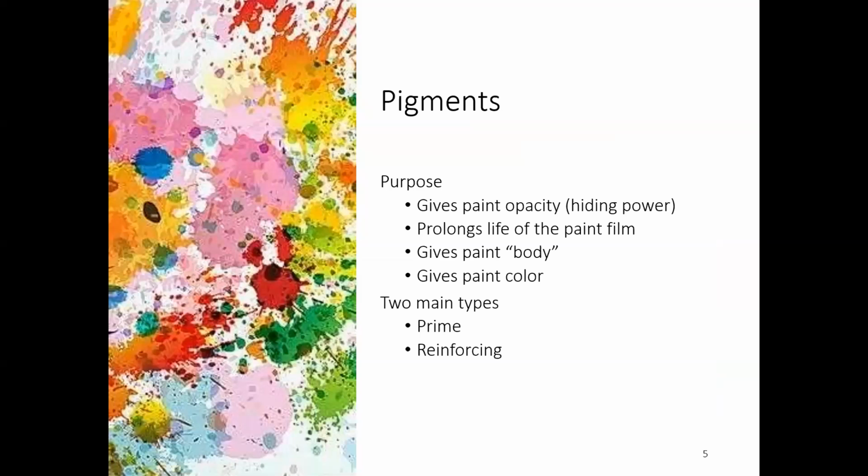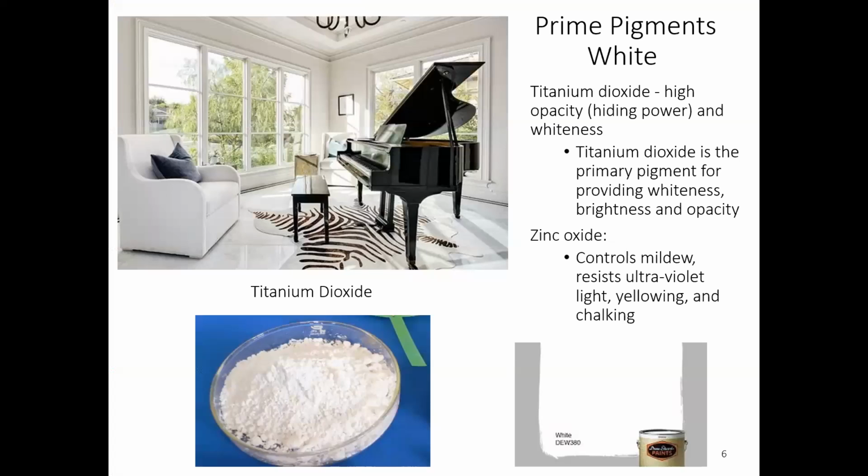Pigments, of course, as designers, we love pigments because that's what gives us color. And to us, that's the most important part about painting, right? Making a change, freshening it up. But obviously they're very important for other reasons. We need to hide whatever surface we're painting, so we need that opacity. It gives us body to the paint film. And there are two types of pigments, prime and reinforcing. We're going to talk about prime pigments first.